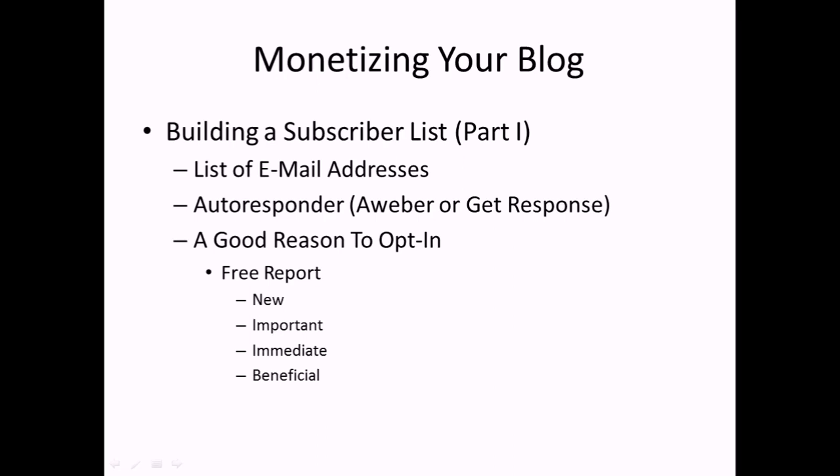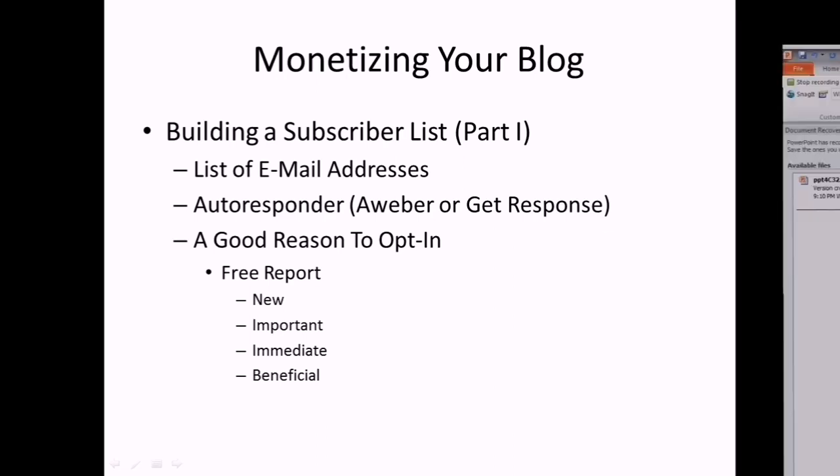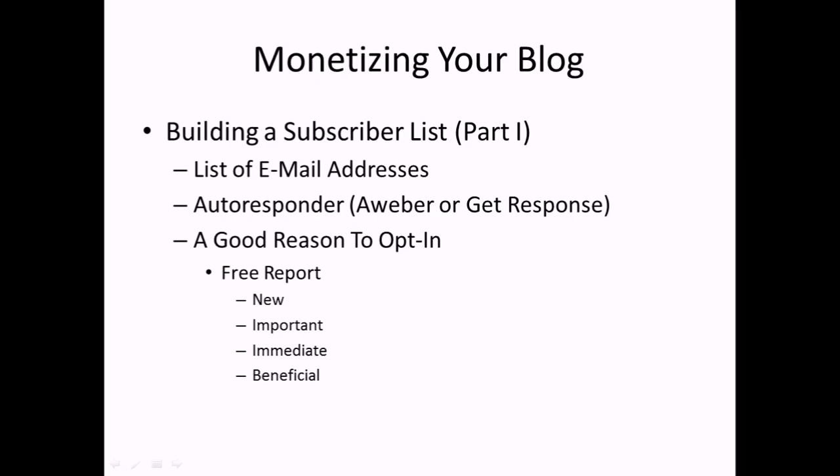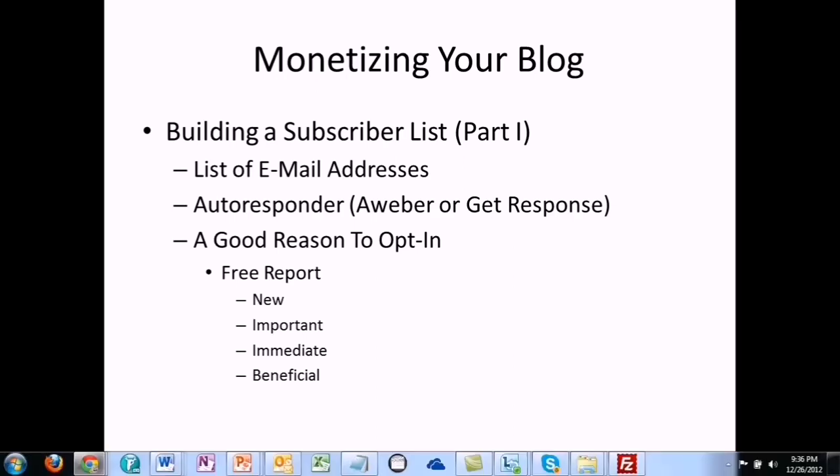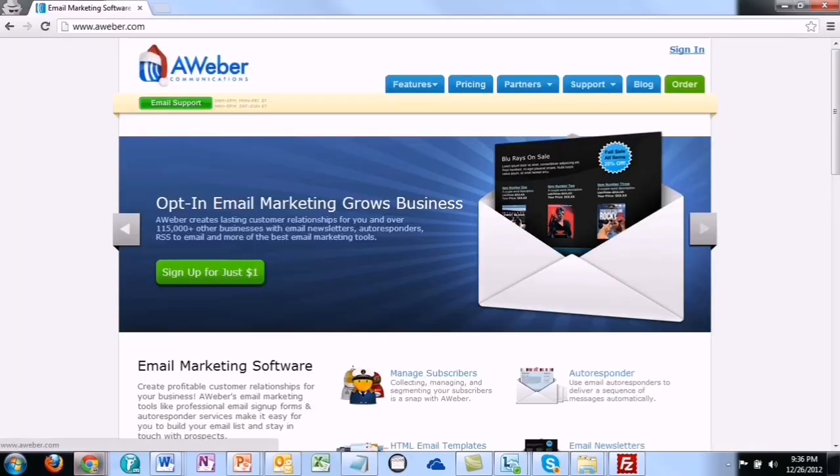So what are you going to need in order to build your subscriber list? Well, you're going to first need an autoresponder, and one of the ways that you can do that, and I'll show you this here in a minute, we'll just slide this right over to the screen here. The name of the site is called aweber.com, and you may have already heard of it. Aweber.com is a website where you can create an autoresponder message.